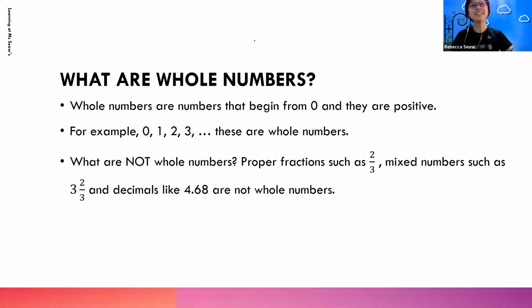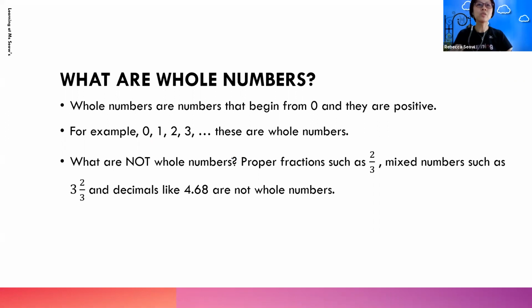So without further ado, let's just take a look at what exactly are whole numbers. Today we'll be going into this topic. Whole numbers are numbers that begin from 0, and whole numbers are positive all the time. So here are some examples. If you look at 0, 1, 2, 3, these are examples of whole numbers. And I suppose you are not alien to this.